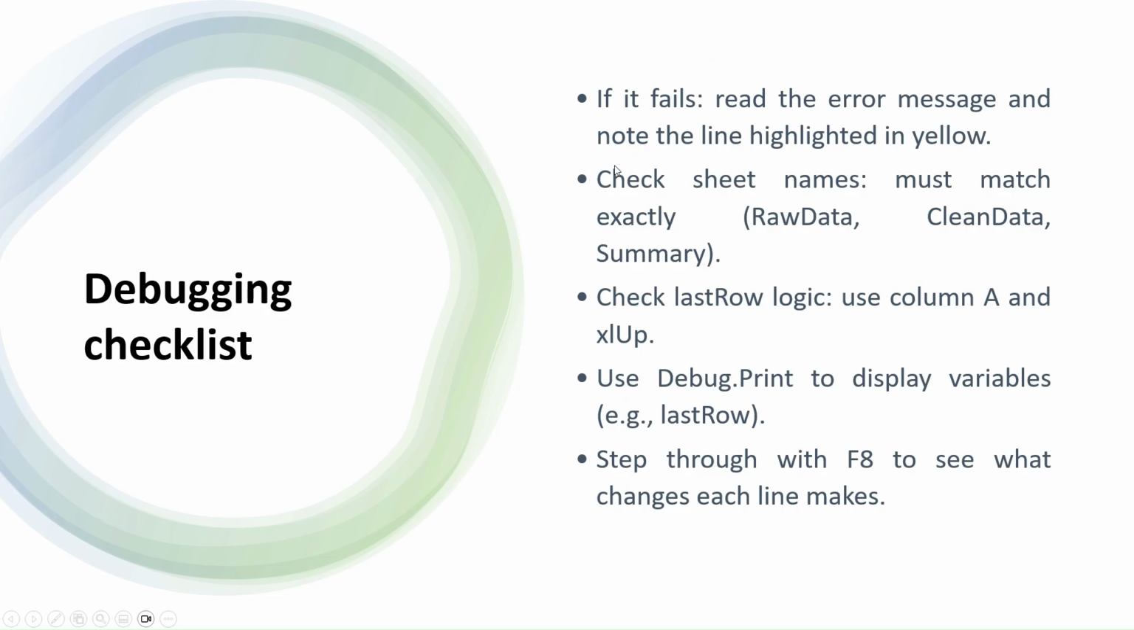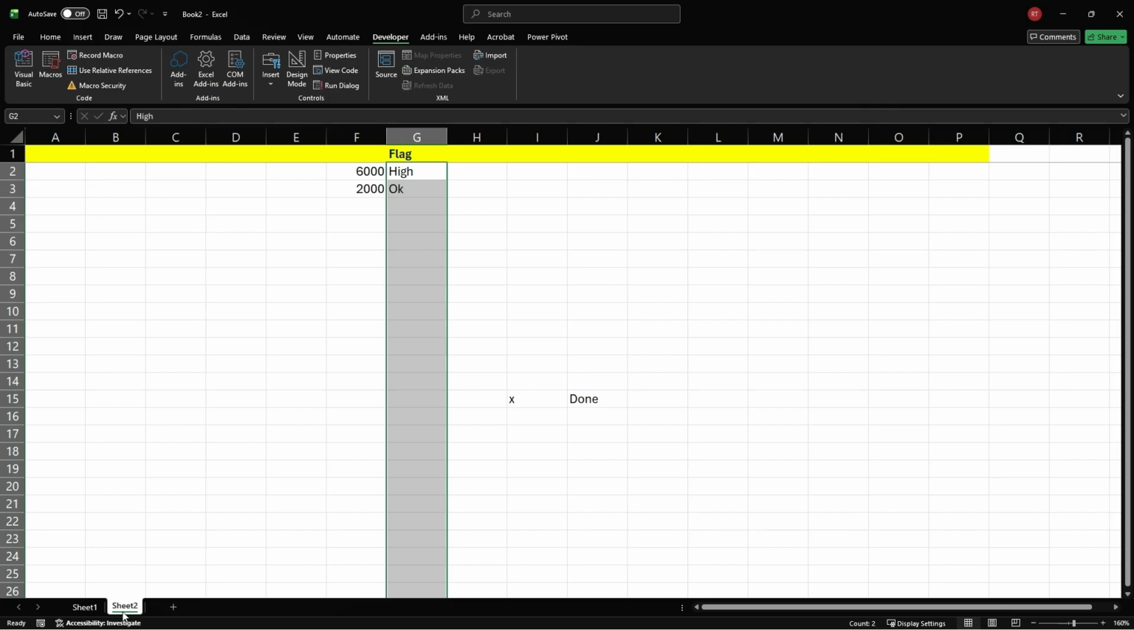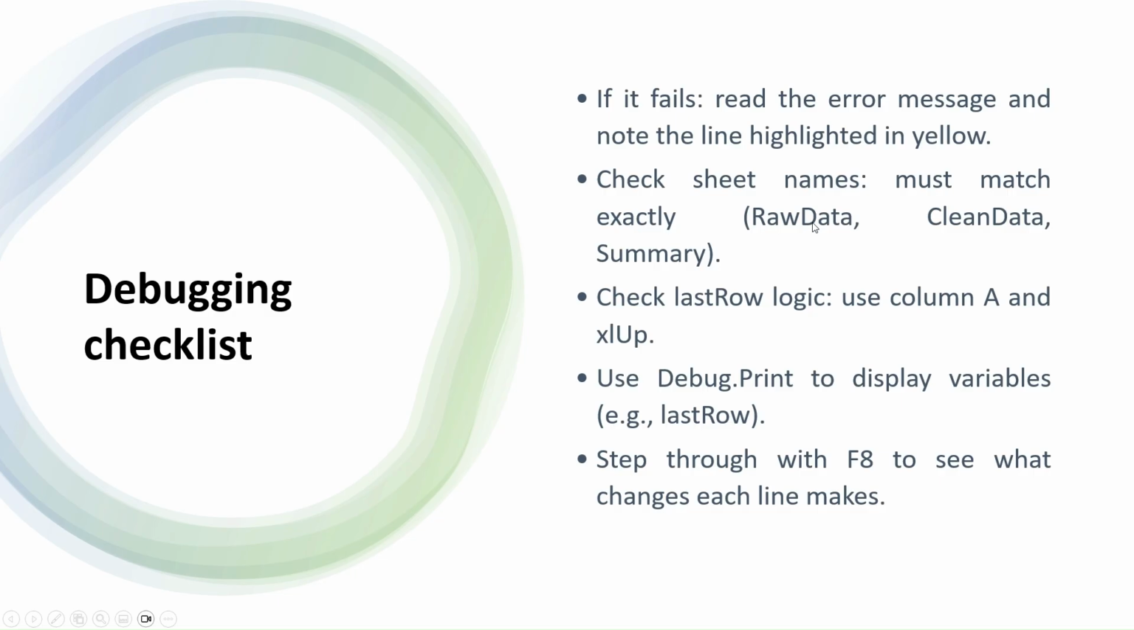And then the second thing is that you check sheet names. Sometimes code doesn't run well because you wrongly wrote the sheet name. Maybe the sheet is called, for example, Sheet2, but you wrote it as Sheet with a space 2, things like that. Then it won't work. So you have to check the sheet name, and it must be spelled exactly the same way that you have it defined in your worksheet.